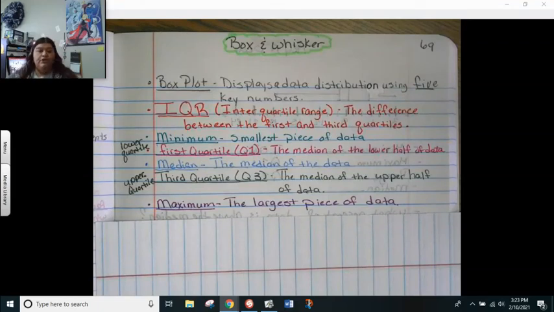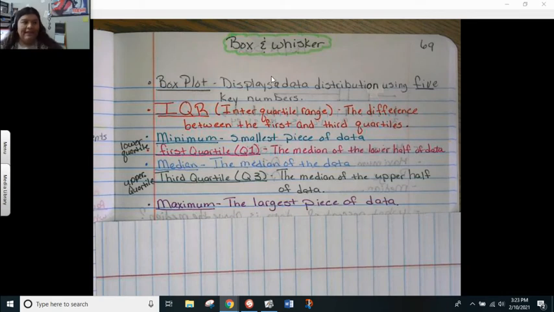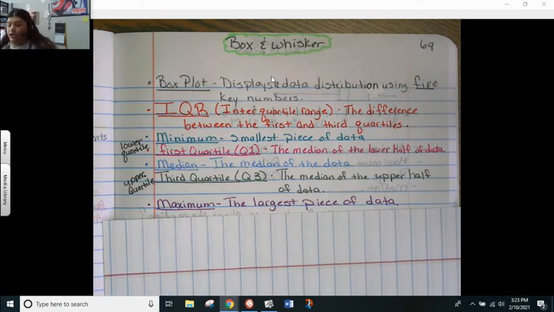All right, here's part 2 of your video. We did circle graphs, so now we're going to go ahead and get into the box and whisker. Okay, so a box and whisker. It's a box and it has whiskers. I call it a box plot sometimes as well.